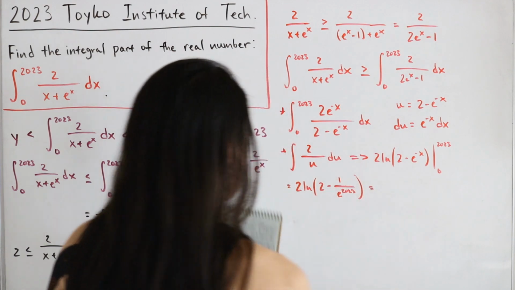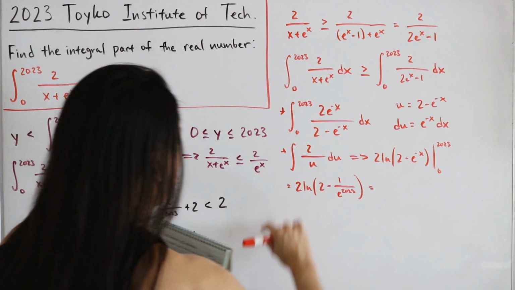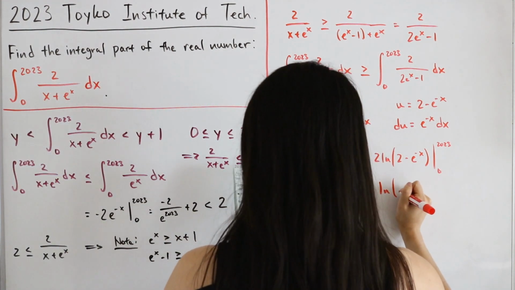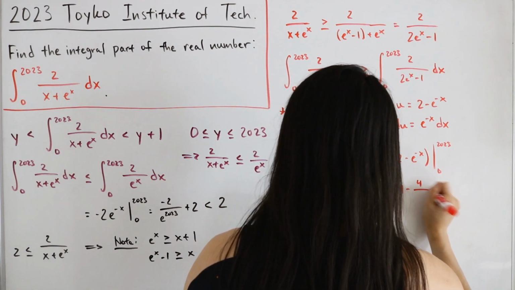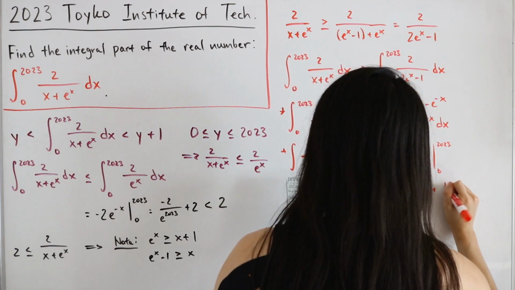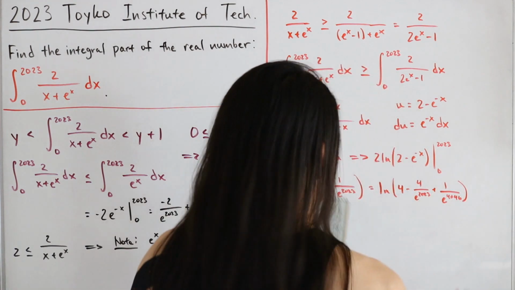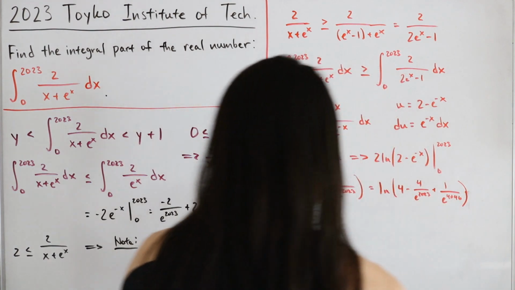Then I can move the 2 back inside as a square, the exponent, and then expand that notation out to get the following. The natural log of 4 minus 4 divided by e to the 2023, and then add this to 1 divided by e to the power 4046. Okay, so with that being the case, this is what we have.